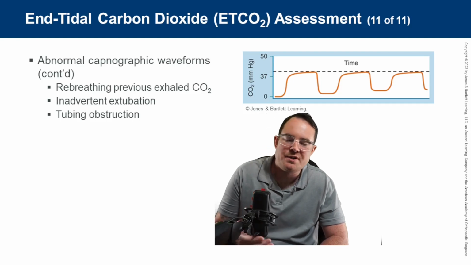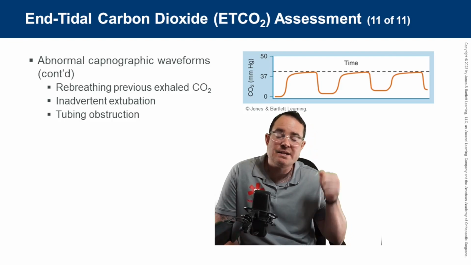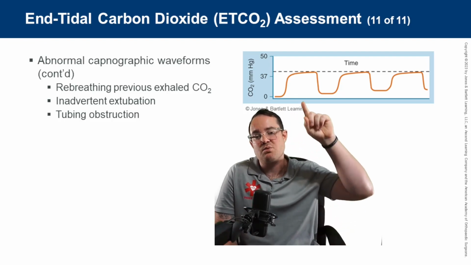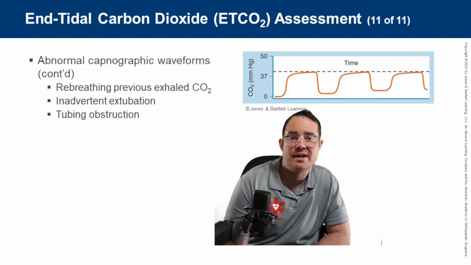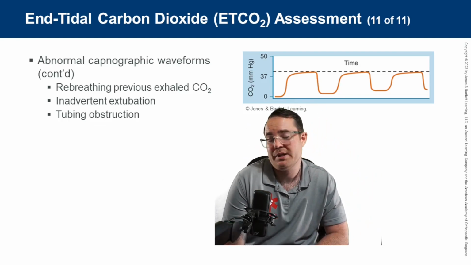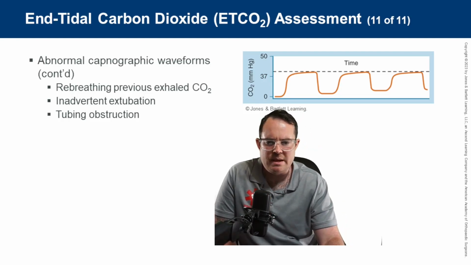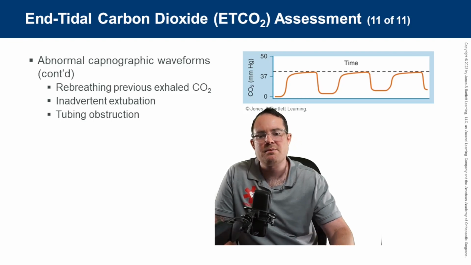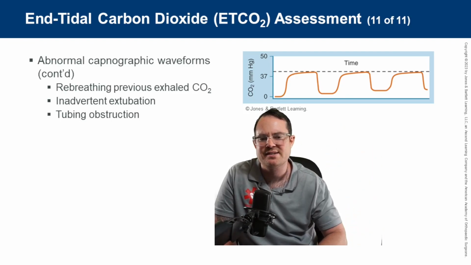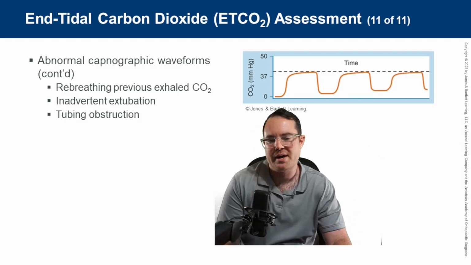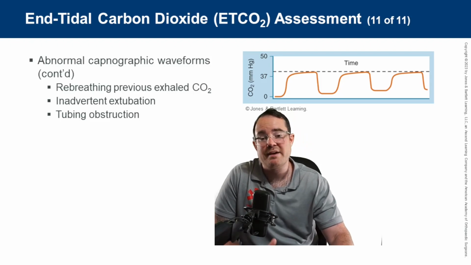Inadvertent extubation. Obviously, if we had waveform capnography and somebody extubated the patient, you would see this waveform go to a flat line and you would lose the waveform. So that's a great way to monitor your tube placement whenever a patient is intubated. Same with tubing obstruction. Sometimes we'll have different notching or different shapes of those end tidals, and it's telling us that something's not quite right, and we have to inspect the tube, and maybe you might have to suction.